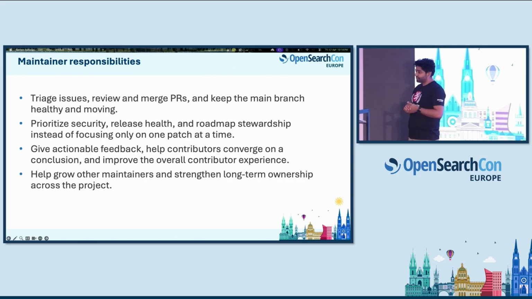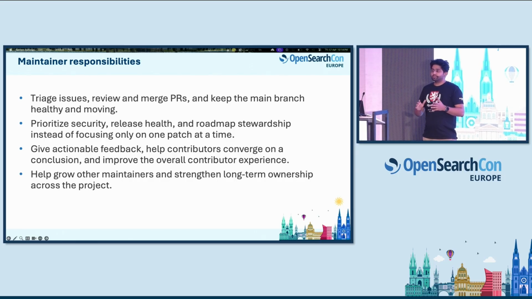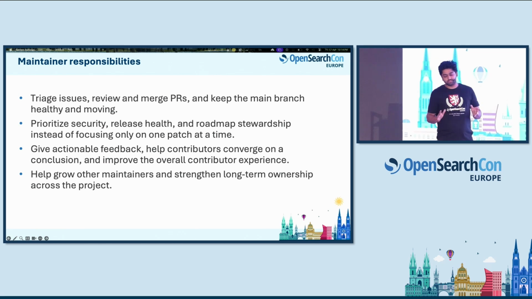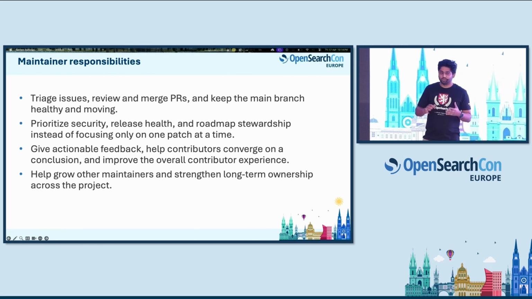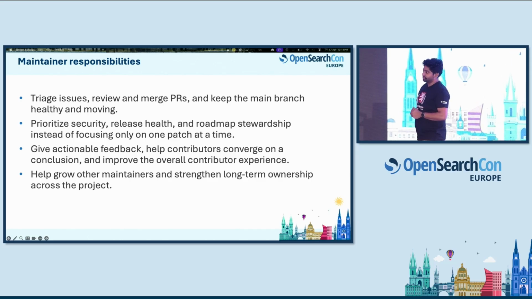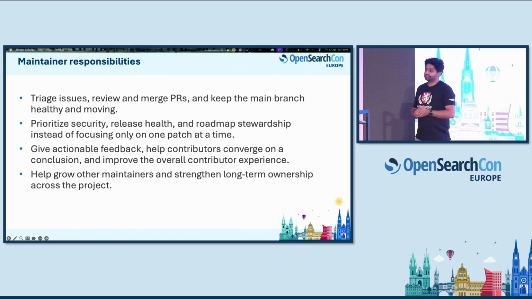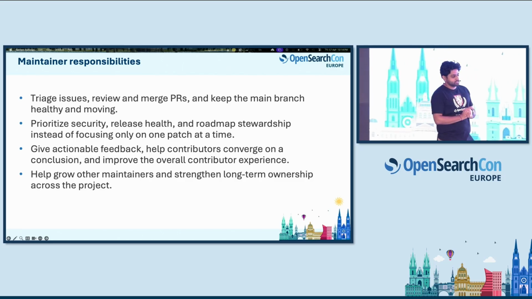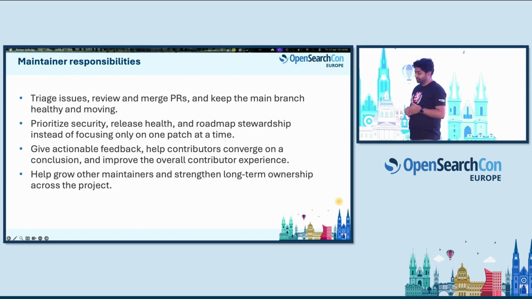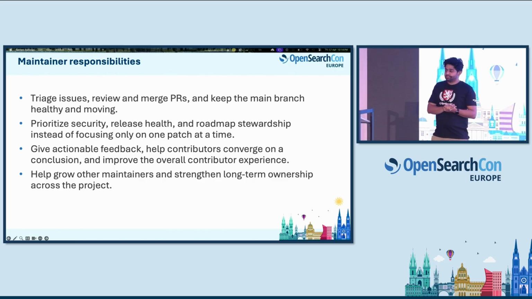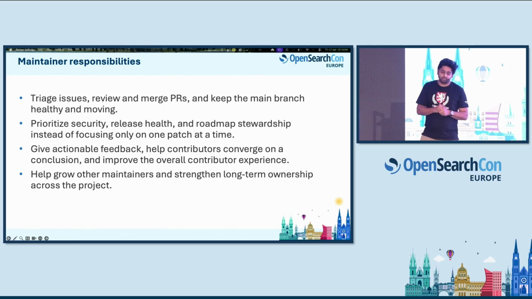This also helps to keep the main branch healthy and moving, and doesn't create any blockers for other maintainers. If a bad code push comes, it might cause the velocity to drop, so we really check the code. We also focus on security, release health, and the roadmap. So attending triage meetings, as Raghu previously touched upon, is really important.